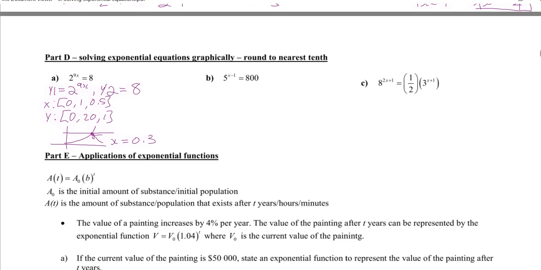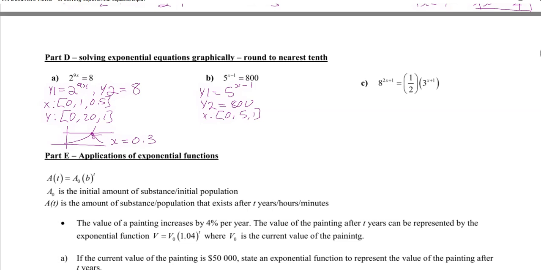Now, we could try and think of some numbers, because we know that 5 cubed, we just figured that one out. 5 to the power of 3 will be 625. So if I put a 3 in there, that'll be a bit low, so maybe a 4 in there, but we've got to go bigger. So let's go with a 5. So y1 will be 5 to the x minus 1. y2 will be 800. My x window, let's go 0 to 5. That'll be plenty.